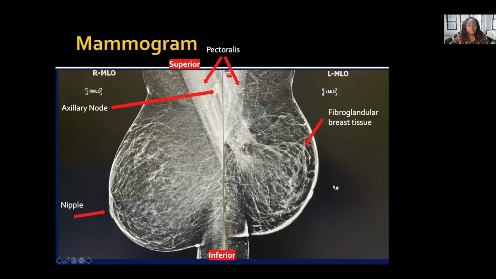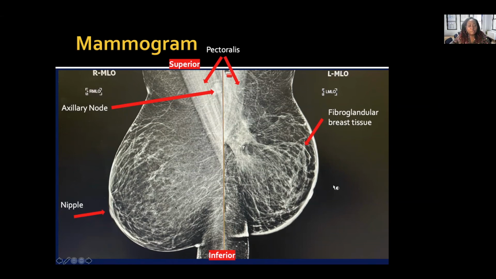Here you can see a right and left breast together in their MLO views. And you can see a few different things in this. And I've tried to point out some of the important anatomy for you here. So you see the pectoralis that I have up here. So that's that pectoralis making that angle here. Okay. You can see the nipple here, here. And you can see glandular breast tissue.